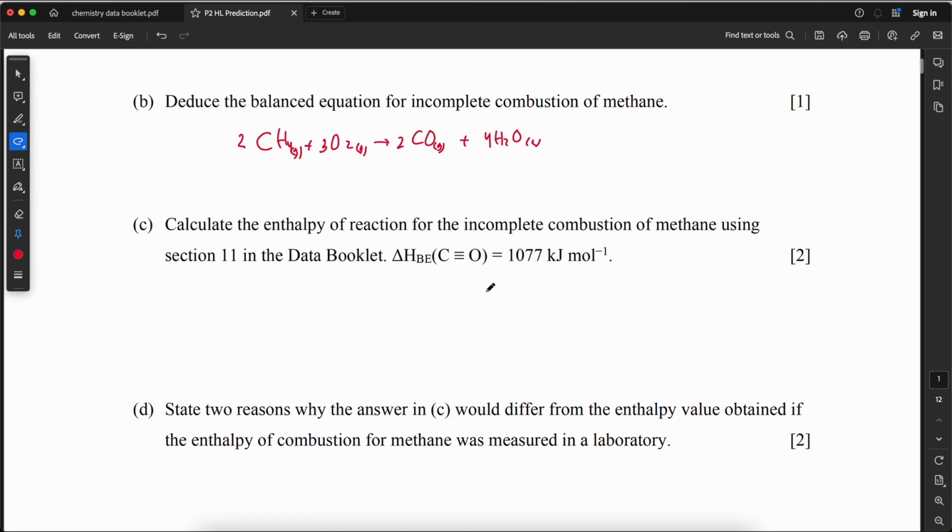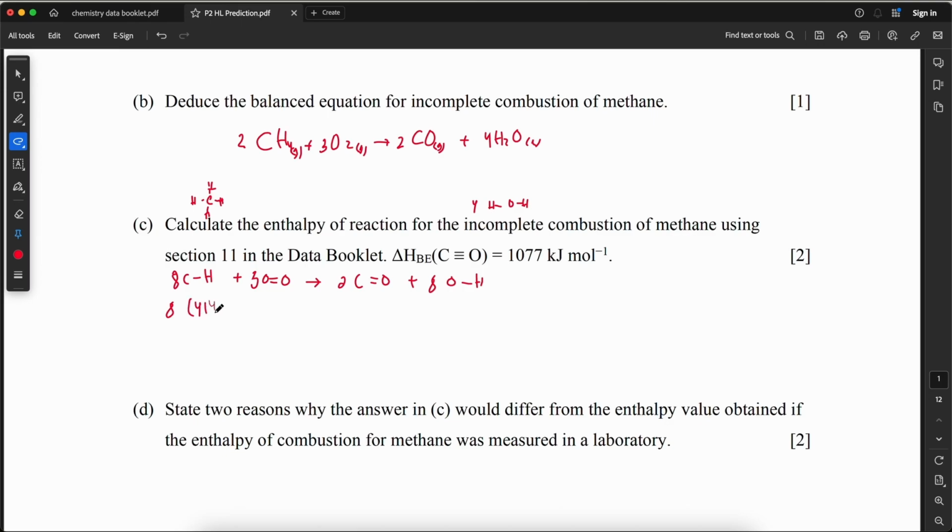Calculate the enthalpy of reaction for incomplete combustion of methane using section 11 of the data booklet. That would be the average bond enthalpy. So CH4, with its C-H bonds, so that would be 2 CH4, so it will be 8 C-H plus 3 O=O double bond, O, 2 CO, H2O, it's like this, so that would be 8 O-H.